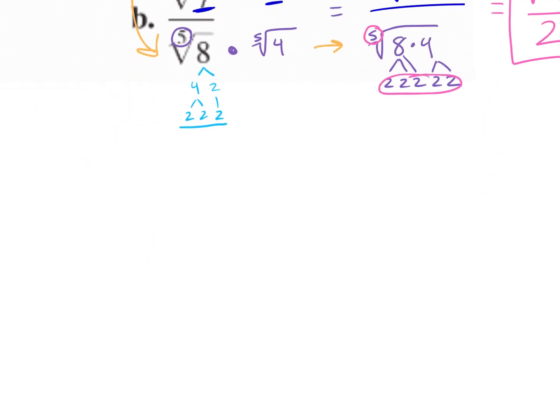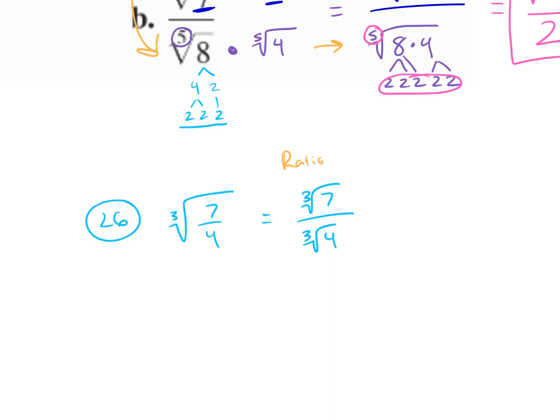All right, as an extra one, we're going to do 26. It was the cubed root of 7 over 4. I could break this apart as the cubed root of 7 over the cubed root of 4. Now we have to rationalize. We can't leave that radical in the denominator.